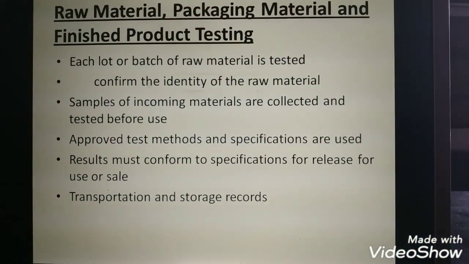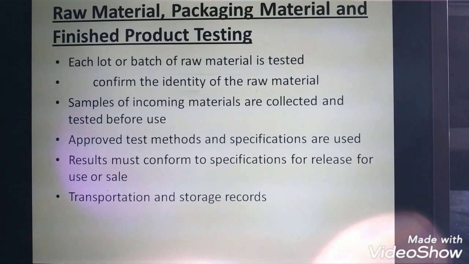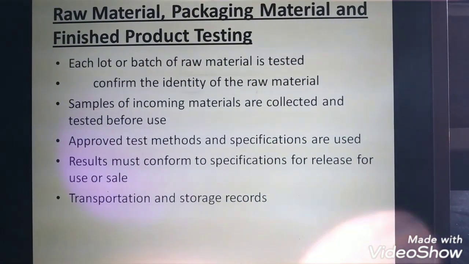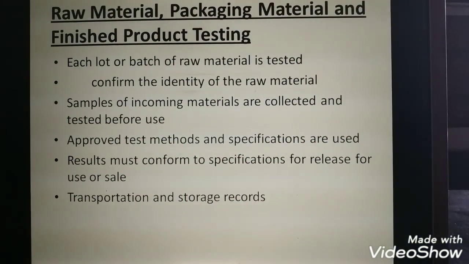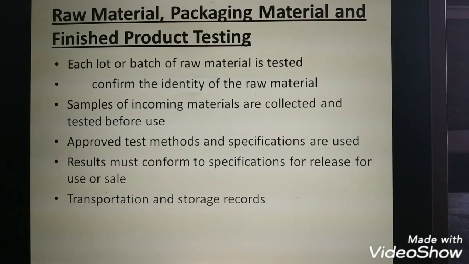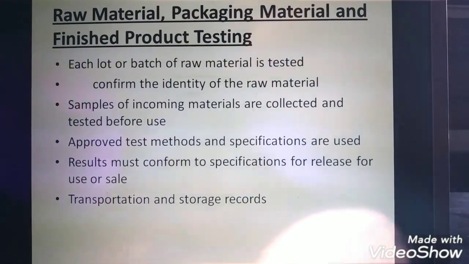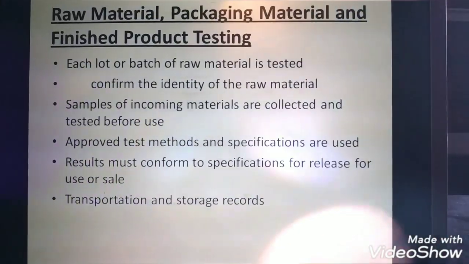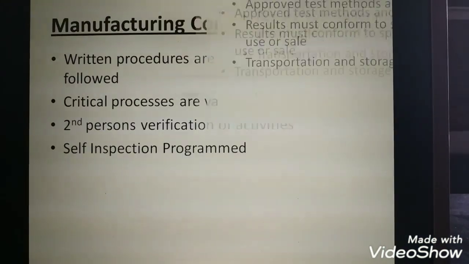Each lot or batch of raw material is tested. Confirm the identity of the raw material. Samples of incoming material are collected and tested before use. Approved test methods and specifications are used. Results must conform to specification for release for use or sale, transportation and storage records.